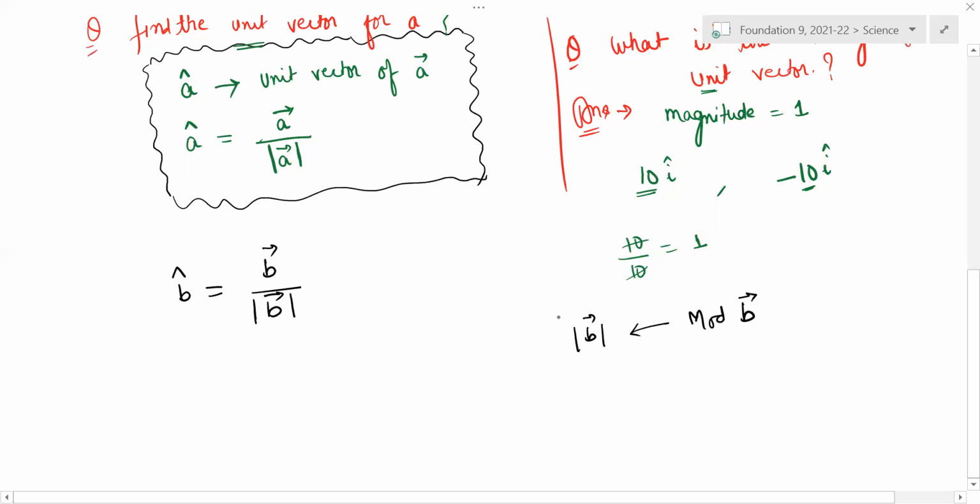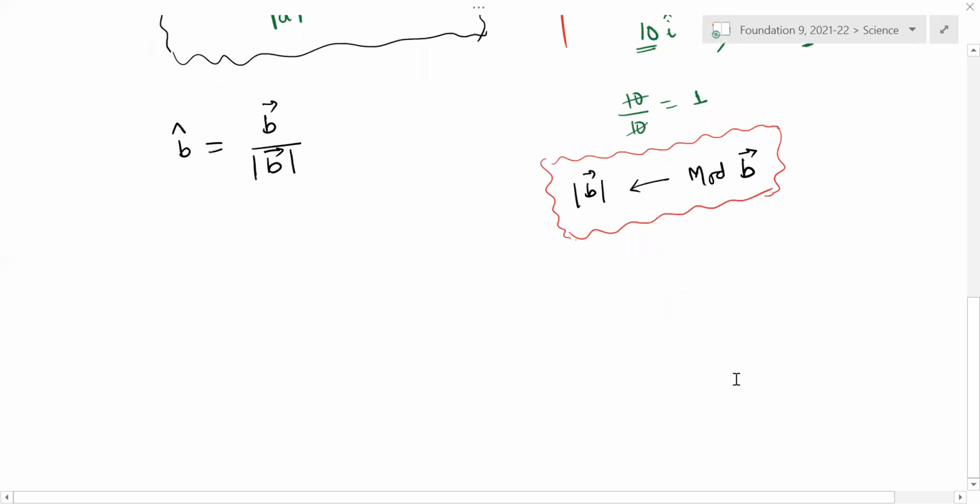Okay, modulus. Sorry, is it modulus? Yes, sir. Is it clear, beta? B cap means B vector by magnitude of B. So we will try to find the unit vector also, how to find.